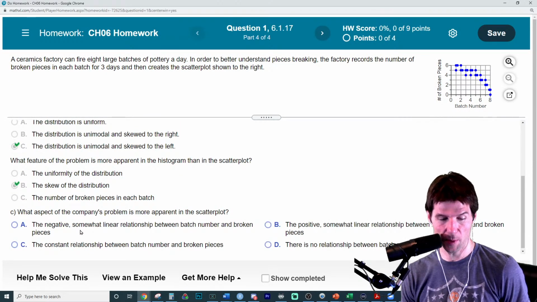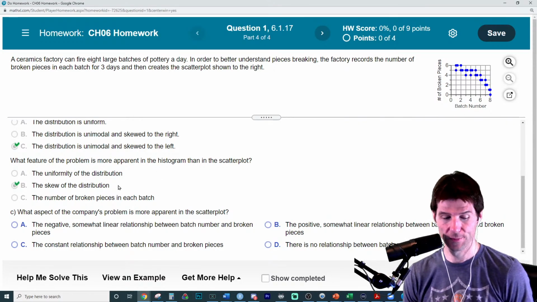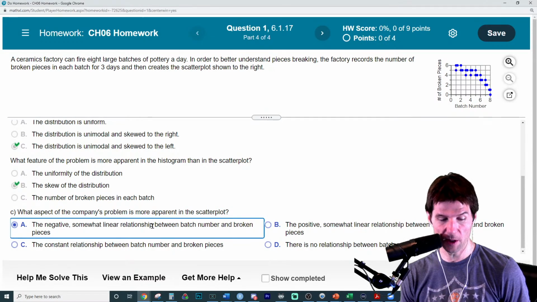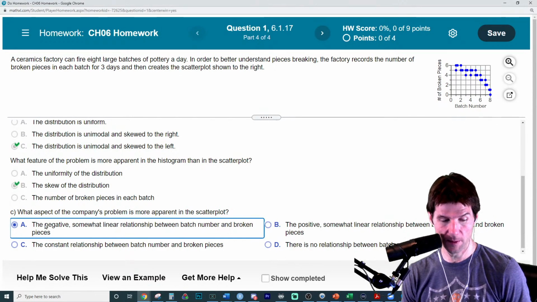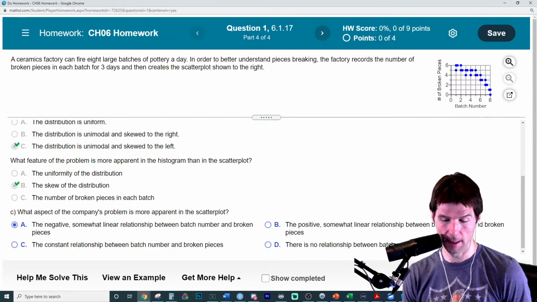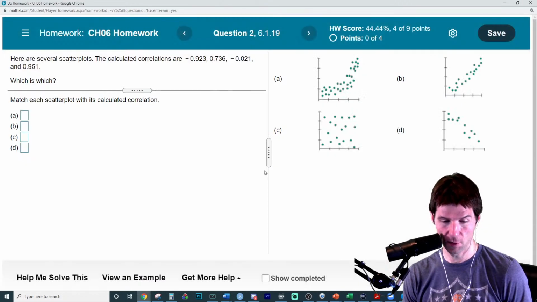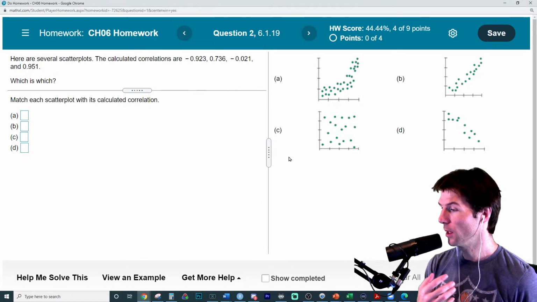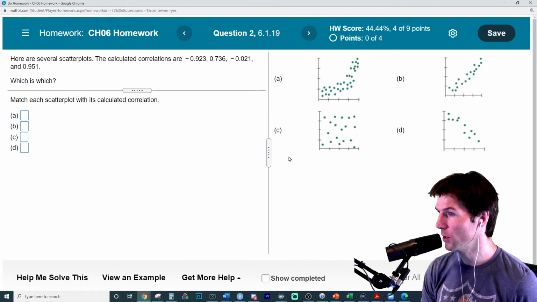What aspect of the company's problem is more apparent in the scatter plot? We're going to see a bivariate relationship. So the negative, somewhat linear, there we go, there's the form: negative direction, somewhat linear form. Great question. That's a really good question.